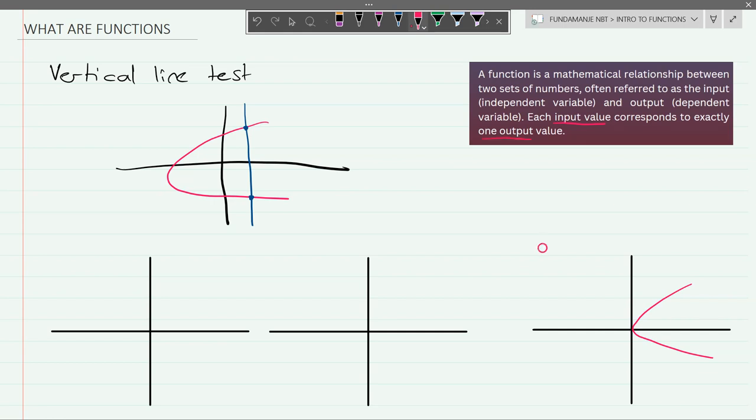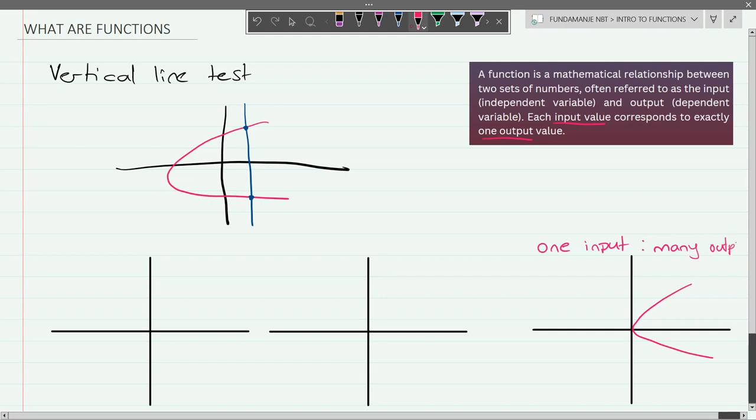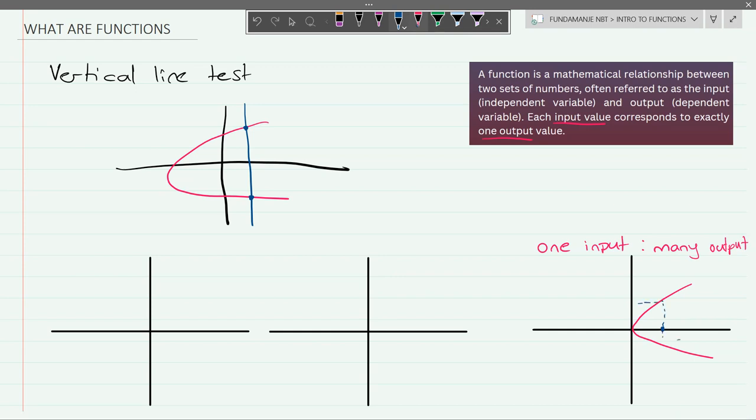So whenever we have one input value, one input corresponding to many output, then we know we are not working with a function. So here for a given input, we have two unique output values, which is incorrect. This is a one-to-many type of function, and we say that this is not a function.